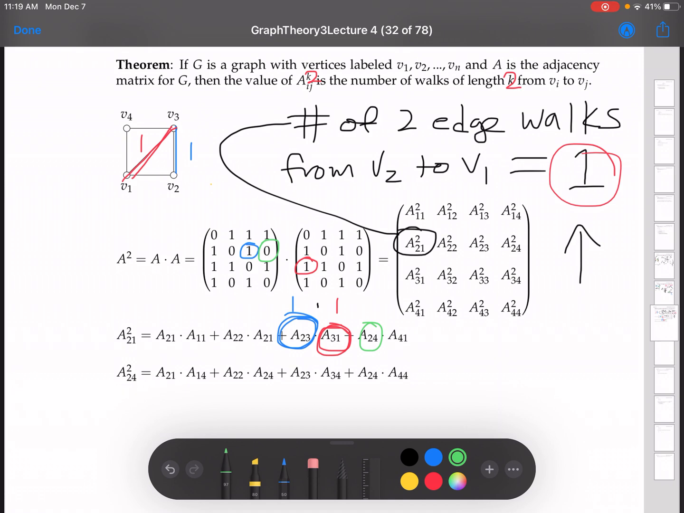A24, that's that non-existent edge there across from 2 to 4. That doesn't exist there. So no edge put together with A41, no edge put together with one edge still doesn't give a two-edge walk. That's why we only have 1 total.